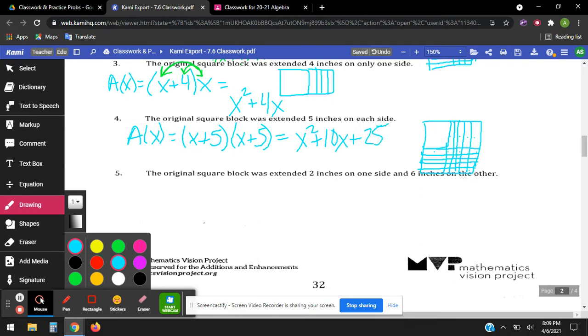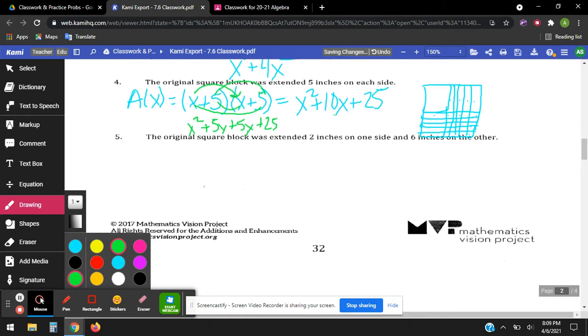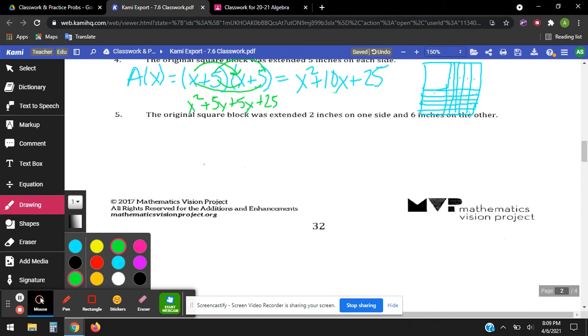That's 25. And if I look at my distributing, x squared plus 5x plus 5x plus 25. 2 5s gives me a 10. Okay, so let's see if we can find some sort of pattern as we're doing these to finish off this page.